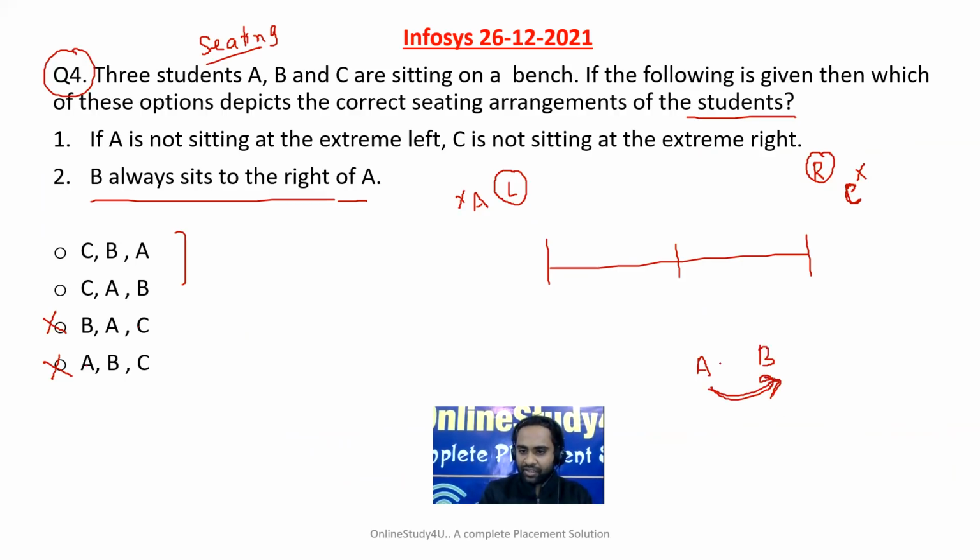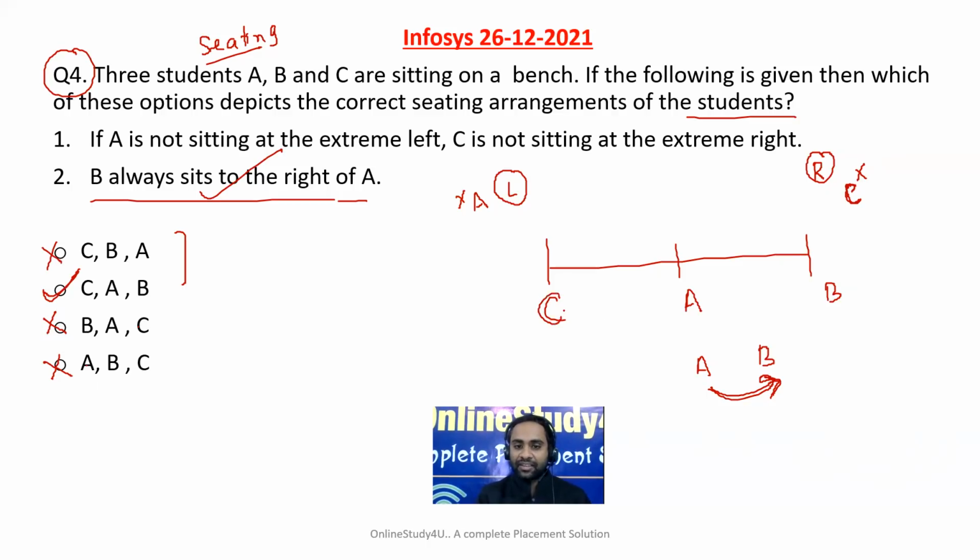Now you see an arrangement where B comes after A. So that means definitely here it is wrong, because B is coming before A. So option B will become the correct answer. C, A, B. B sits right to A, and C does not sit at the right extreme end.